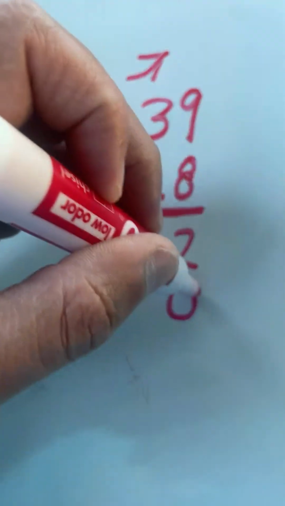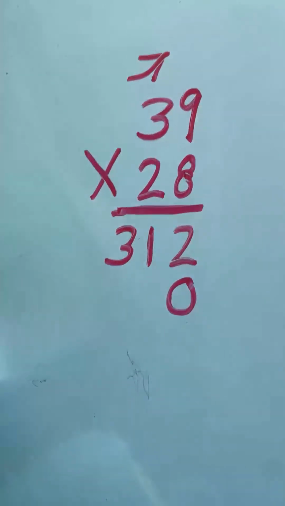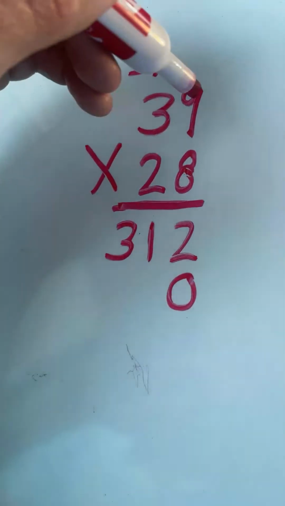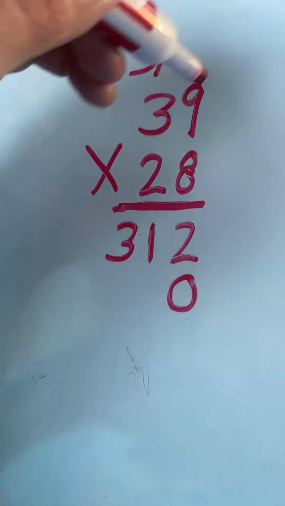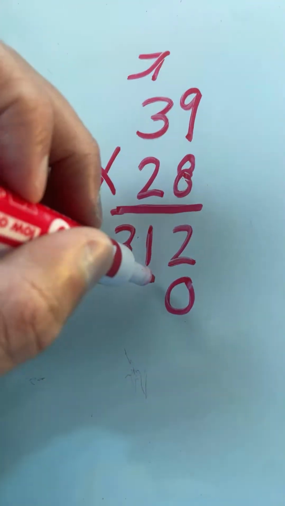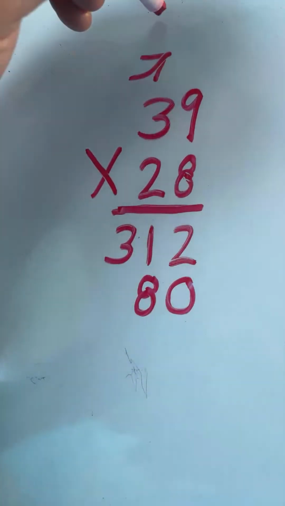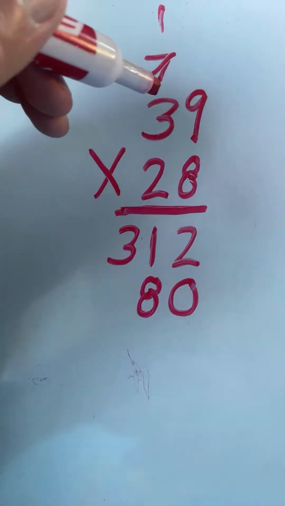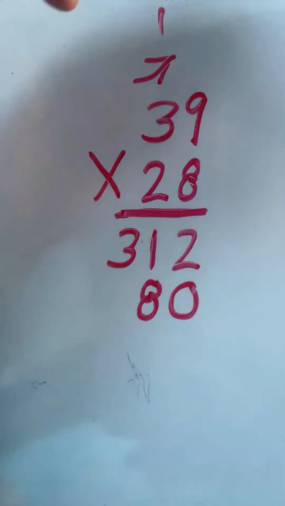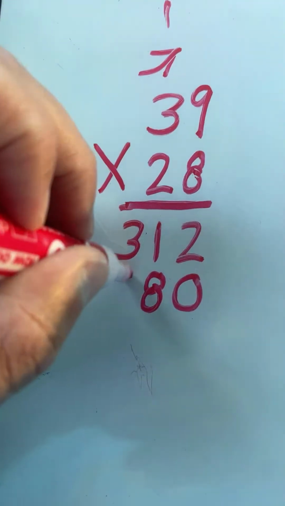Putting a 0 in the ones place since both digits in the ones place have been multiplied. Next, we multiply the top 2 digits times the bottom digit in the tens place. 9 times 2 equals 18. 8 carry the 1. 3 times 2 equals 6 plus 1 equals 7.